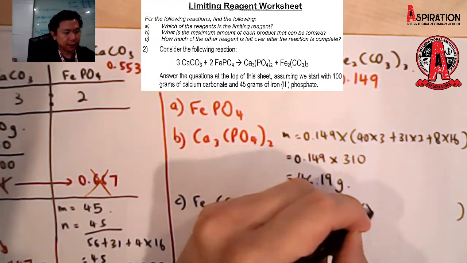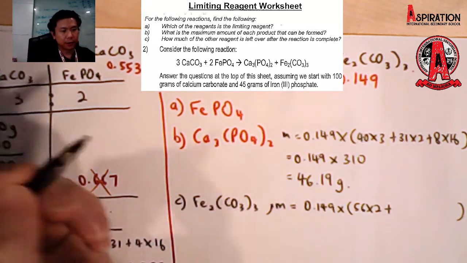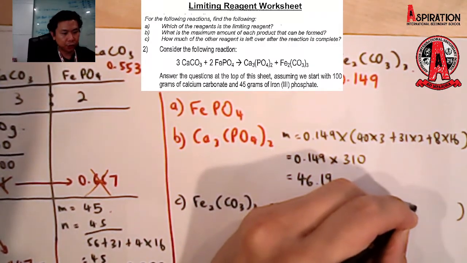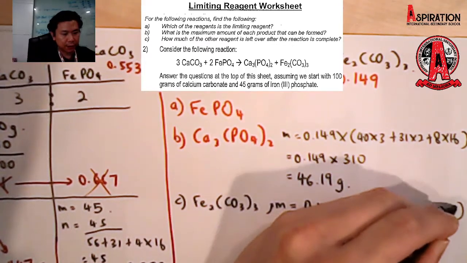Iron is 56 and there are 2 of them. Carbon is 12 and there are 3 of them. And oxygen is 16 and there are 9 of them.